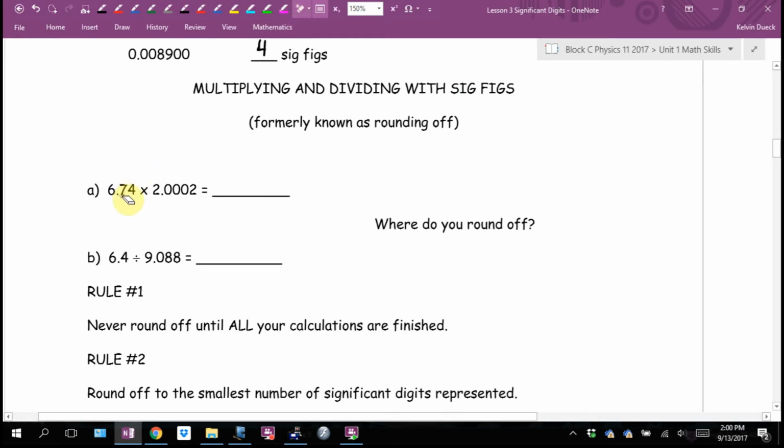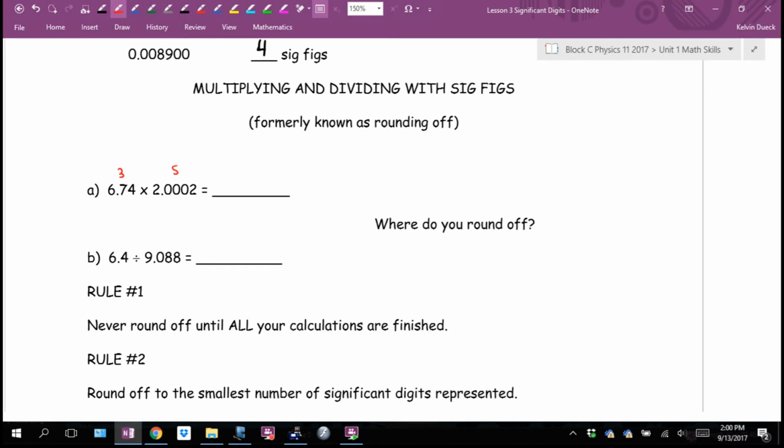How many sig figs? This first number here, 6.74. How many sig figs? Write a little tiny 3 above it or below it. Little tiny 3. How many sig figs is the 2.0002? 5. Write a little tiny 5 right there. In your homework, if you want to skip this step and you get good enough that you can just track this in your head, great.